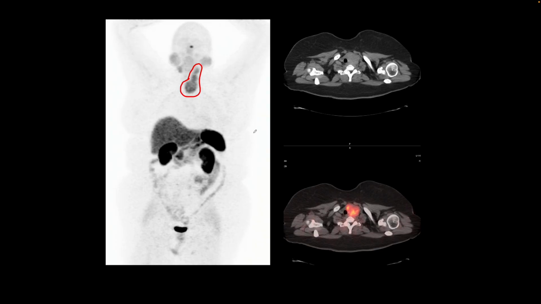And this finding can be seen with thyroiditis or multinodular goiter, like in this patient. So here on the CT image, we find that the left lobe of thyroid is enlarged, and there is patchy heterogeneous uptake from multinodular goiter involving the left lobe of thyroid.